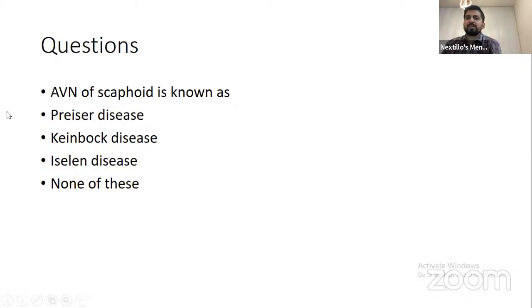So the answer here is A, or Preiser's disease. Preiser's disease is what is known as avascular necrosis of the scaphoid. Now, Kienbock's disease. Who can tell me what is Kienbock's disease?